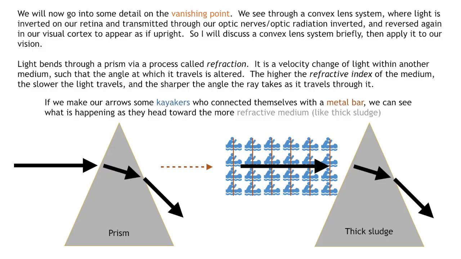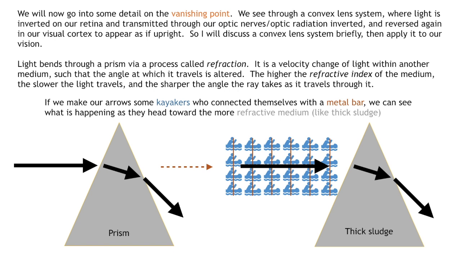So we'll now go into some detail on the vanishing point. We see through a convex lens system where light is inverted on our retina and transmitted through our optic nerves, and optic radiation inverted and reversed again in our visual cortex to appear as if upright. So I'll discuss a convex lens system briefly, then apply it to our vision.